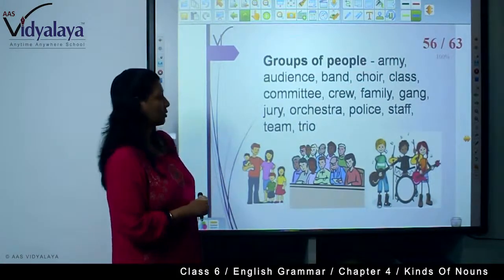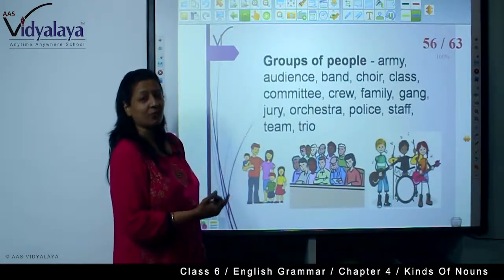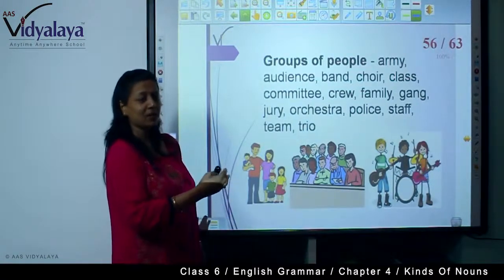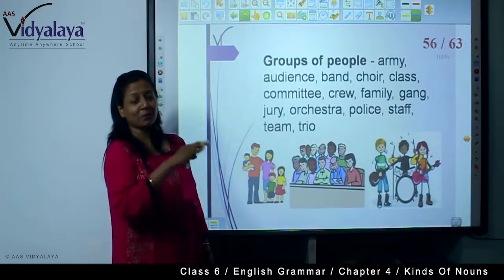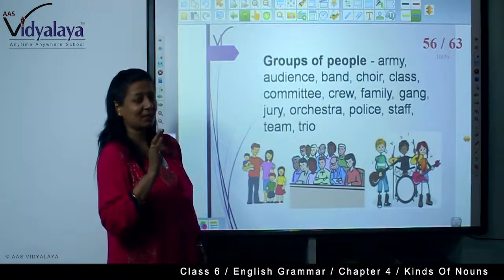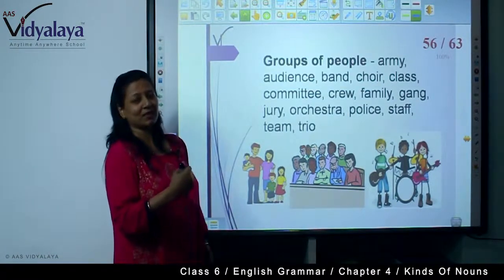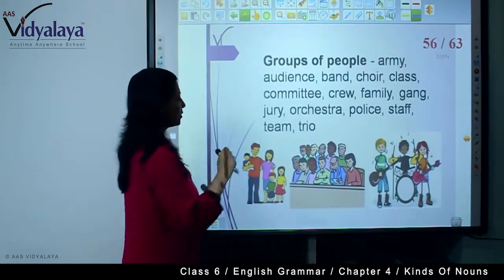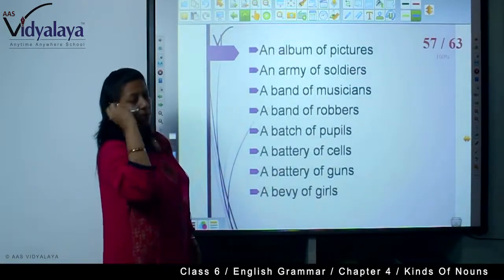Then police, you know the police. Staff of teachers, can I say staff? This is my staff. That means people who were working under me, so staff. Team, where people have the same goal, they come under a team. Then trio, 3 persons if they are, that is called trio. So you are seeing in this way group of people are there.